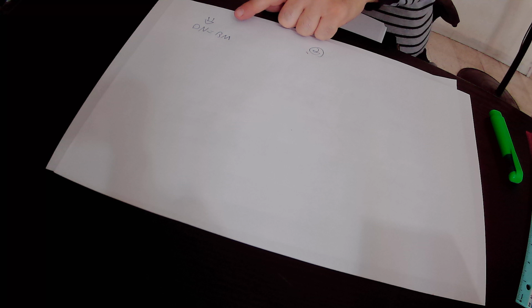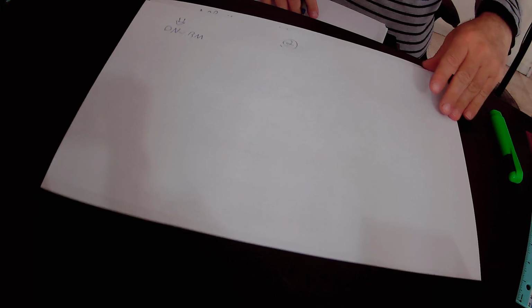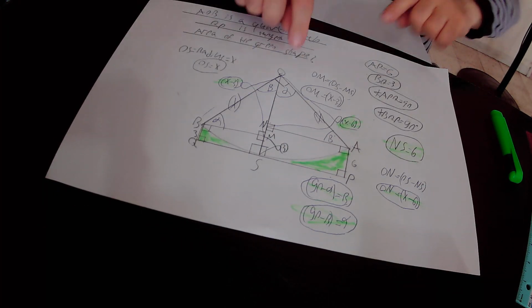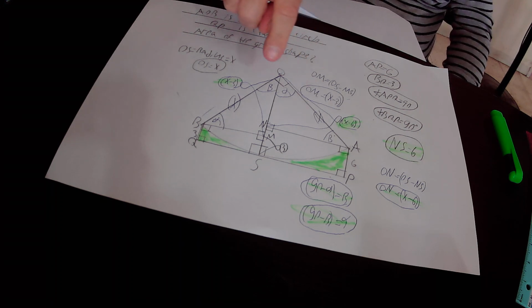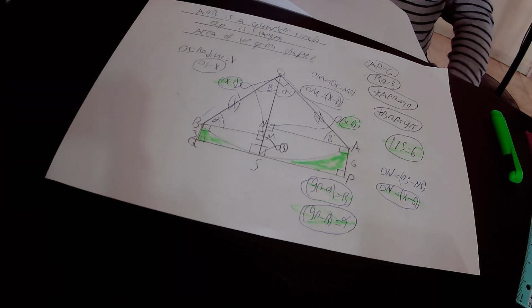We conclude that side ON in the right triangle ONA is equal to side BM in the right triangle OMB. According to the rule, corresponding sides in congruent triangles are equal to each other. Those two triangles can go into each other, therefore the two corresponding sides, ON and BM, must also be equal to each other.